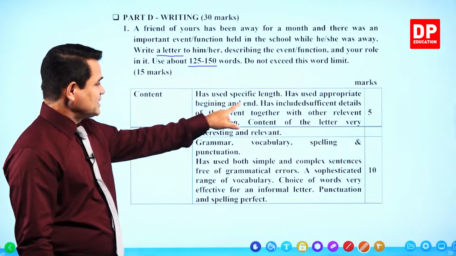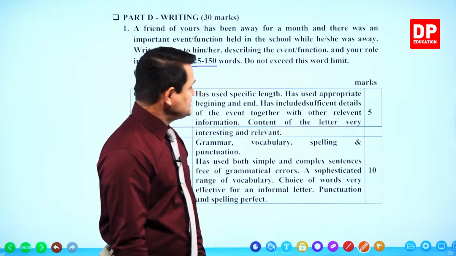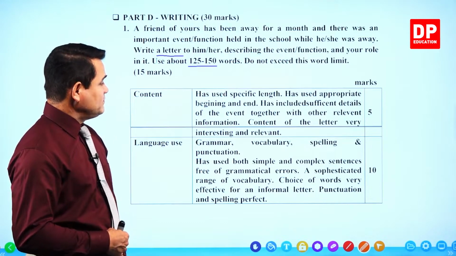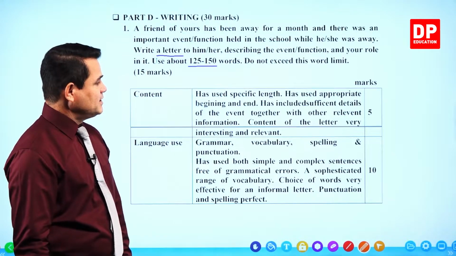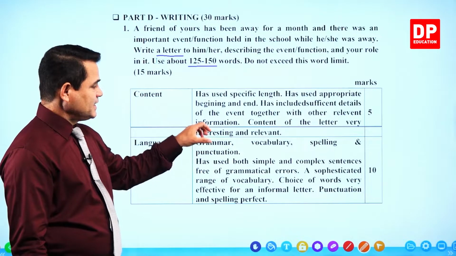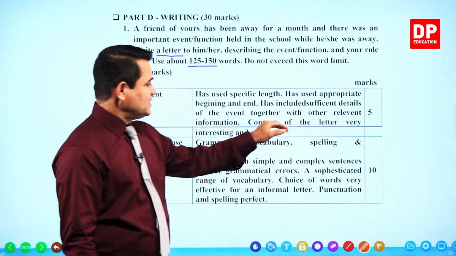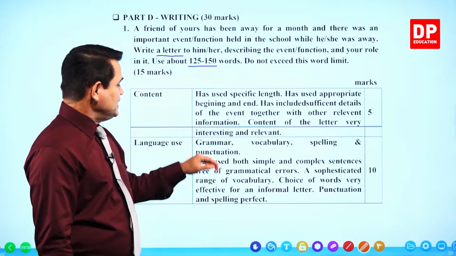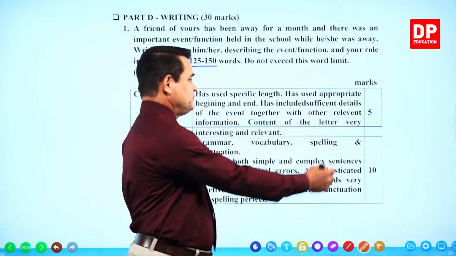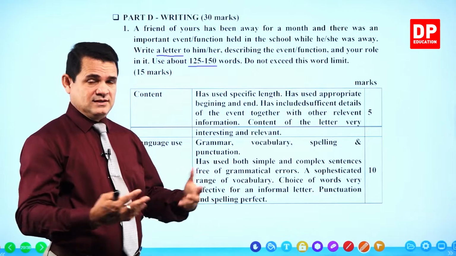So then that should have a good starting, appropriate beginning and end. Start එකක් end එකක් තියෙන්න ඕනේ. Has included sufficient details, ප්‍රමාණවත් විස්තර තියෙනවා, details of the event together with other relevant information. ඒ අදාළ අනිකුත් විස්තර සමග ප්‍රමාණවත් විස්තර තියෙන්න ඕනේ. Content of the letter is very interesting and relevant. ඒ වගේ තියෙනවා නම් you get 5 marks for that. රසවත් අදාළව ලියවිලා ලියන්න තියෙනවා.